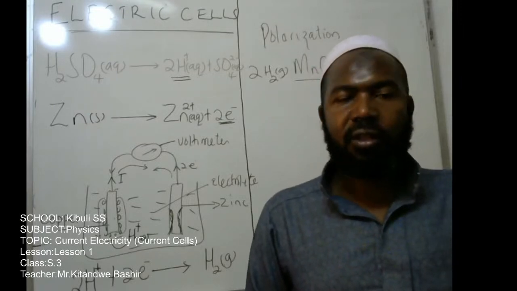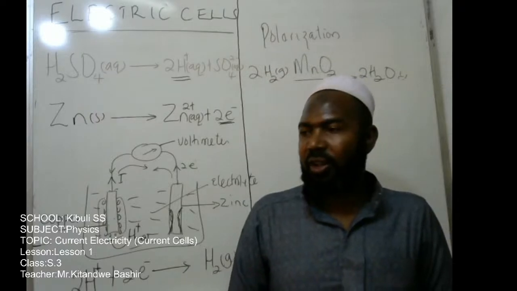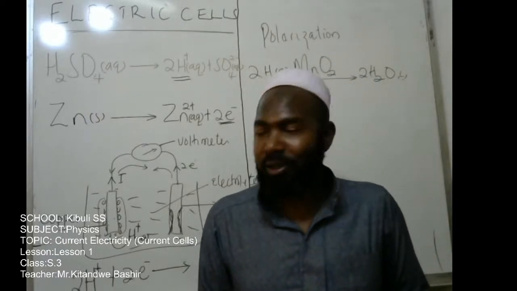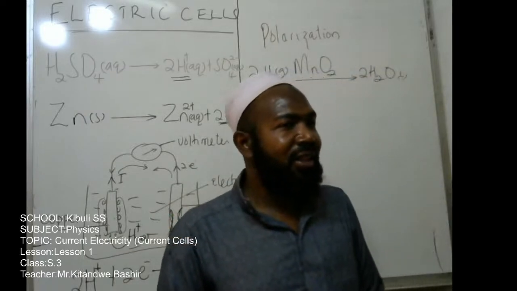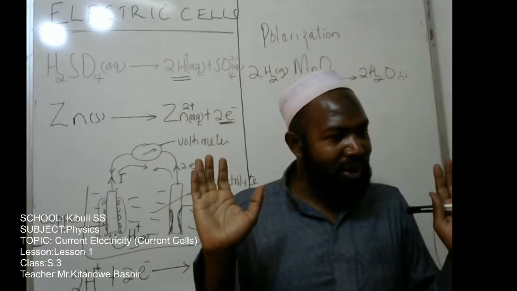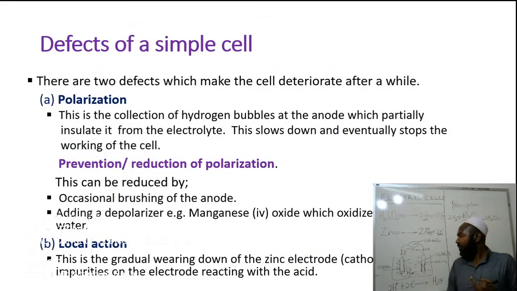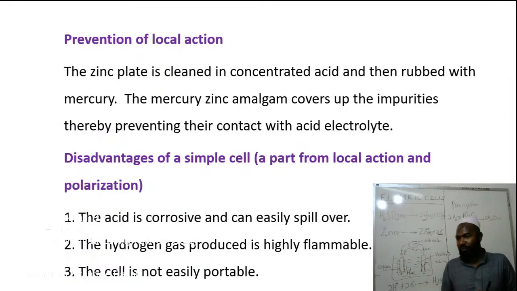Now, disadvantages of a single cell apart from local action and polarization. We have other disadvantages. One, the acid is corrosive. The acid which you are using is what? You know what I mean by corrosive? When you pour it on your skin, it wears out the skin. And it is open, therefore it can spill over. When you're using it, you may not be careful and you just dump the electrodes inside, and then it spills over. And once it falls on your skin, it will corrode the skin. That's what happens.